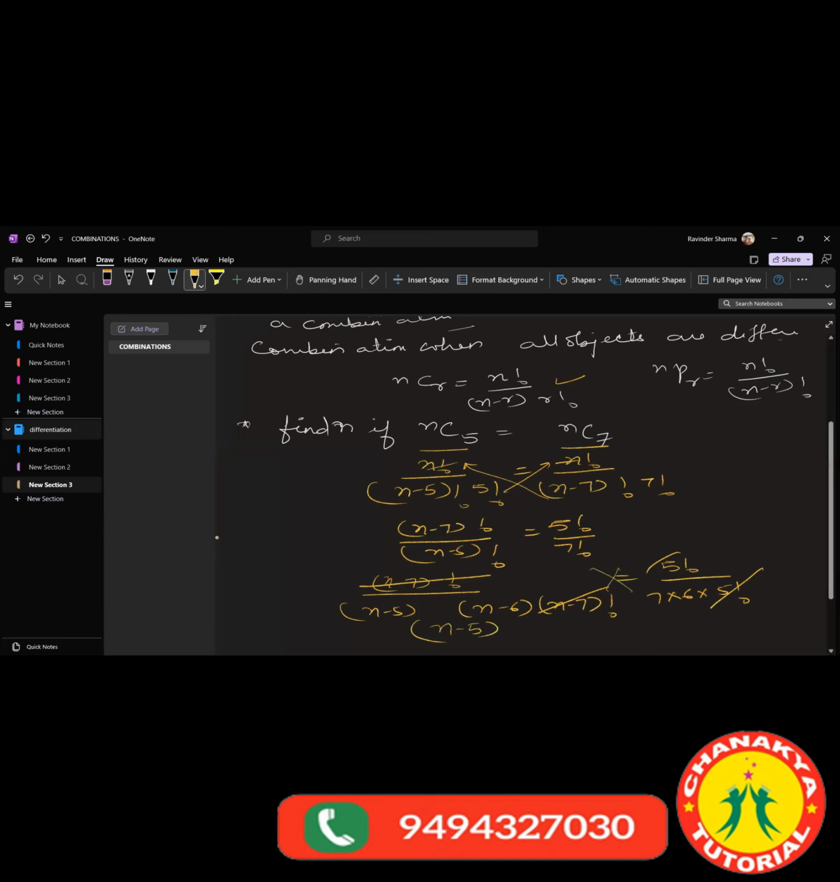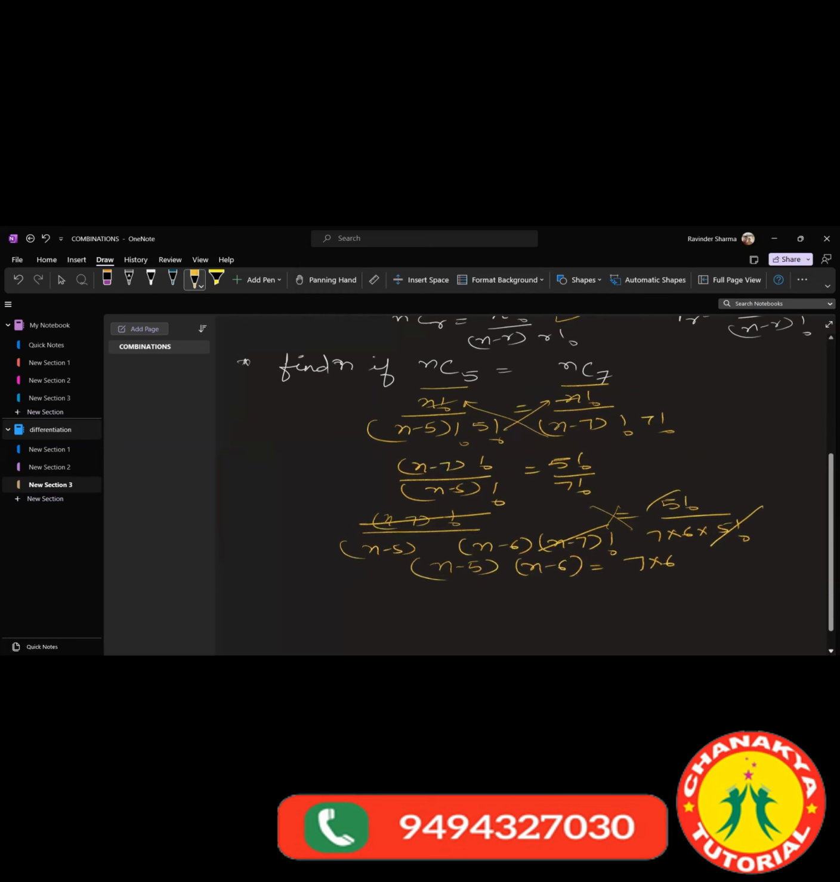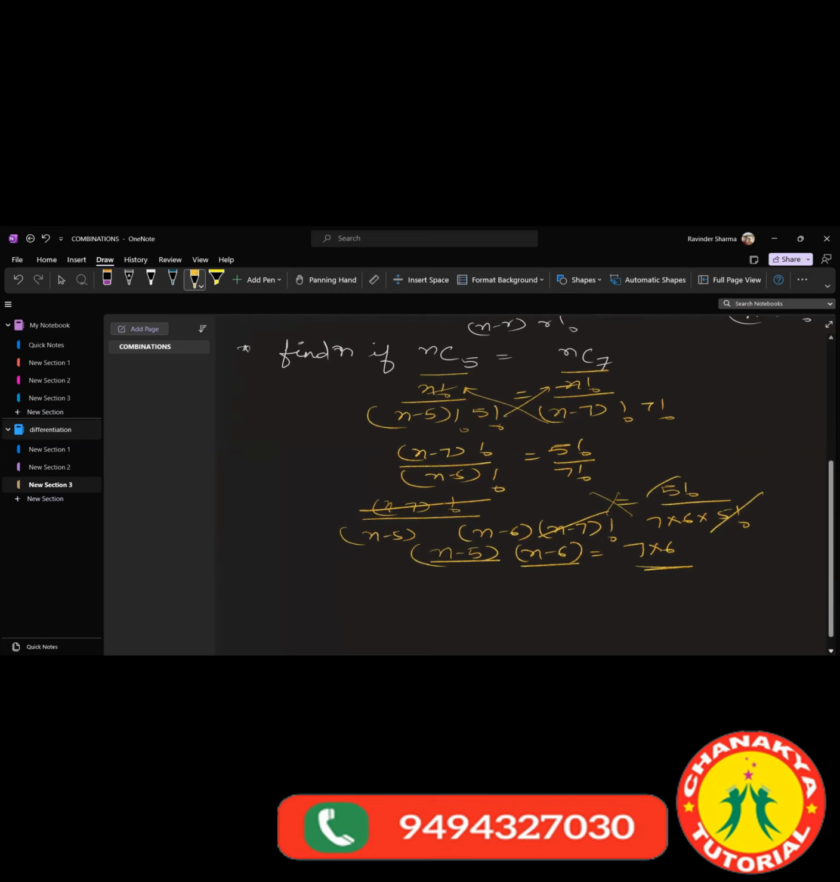So you can cross multiply. Then n minus 5 into n minus 6 will be equal to 7 into 6. So see, left hand and right hand side, both are in sequence. Here n minus 5 into n minus 6; you are subtracting 1 from this, minus 5 gives minus 6. So 7 minus 1 is 6. So on comparing, n minus 5 is equal to 7 and n minus 6 is equal to 6. So from both, you will get the value of n as 12. Got it, beta? Yes, ma'am.